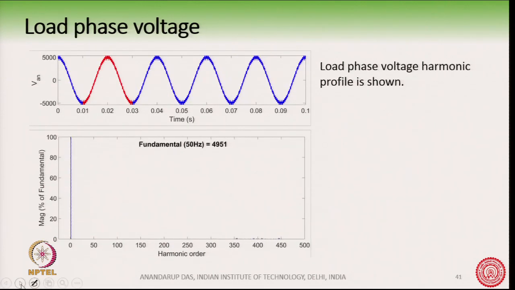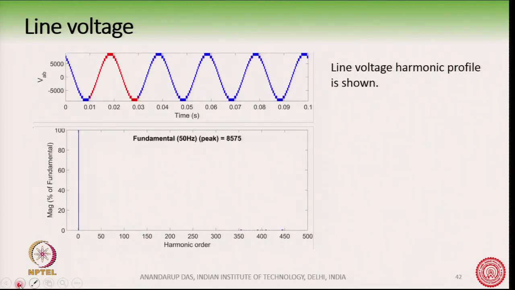So, the load phase voltage, exactly like before, has harmonic sidebands around 400 here, and the triplet harmonics have disappeared, with all harmonics at 400 times the fundamental. Line voltages also do not have the triplet harmonics anymore. The line voltage is √3 times the peak phase voltage magnitude.